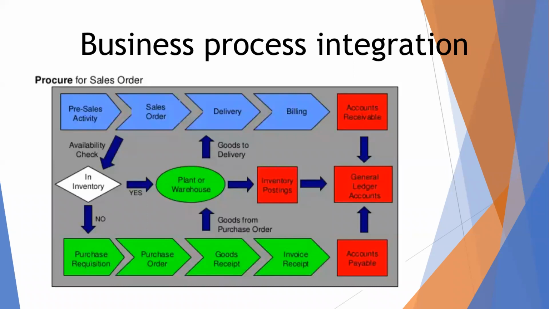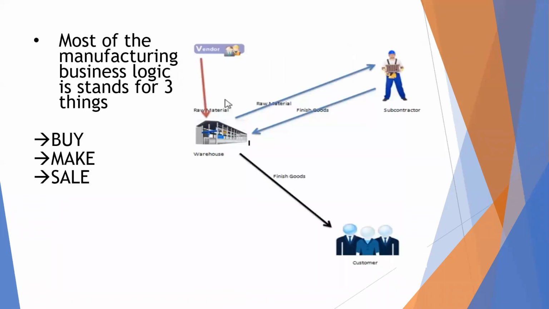If anyone has any doubt regarding the slides or any business process, they can raise the question. If you look at this picture, this is what happens exactly from SD order to cash and at the MM level. Most of the manufacturing business logic stands for three things: buy, make, and sell.